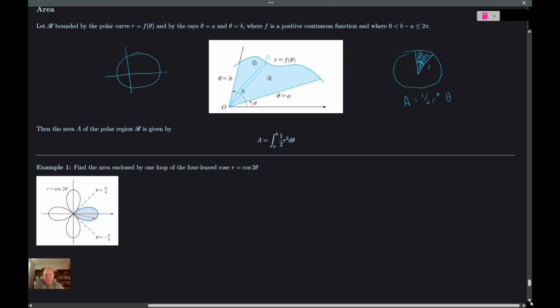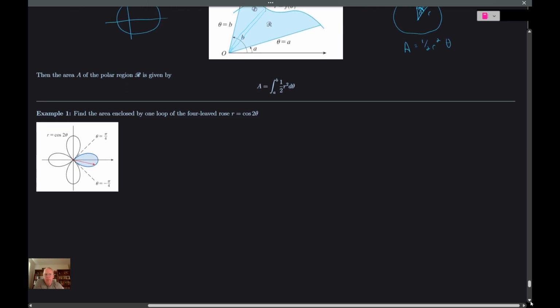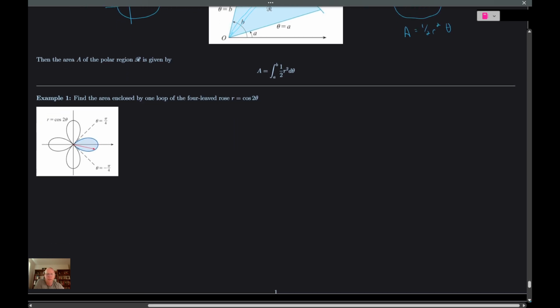So let's look at an example. We want to find the area enclosed by one loop of the four-leaved rose, and that comes from r equals cosine 2 theta. So we are looking between negative pi over 4 and pi over 4. So let's set up our integral. The area is the integral from negative pi over 4 to pi over 4.